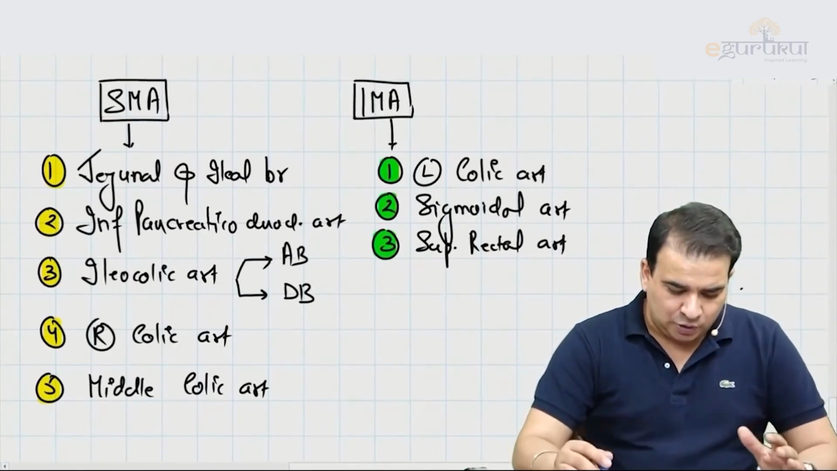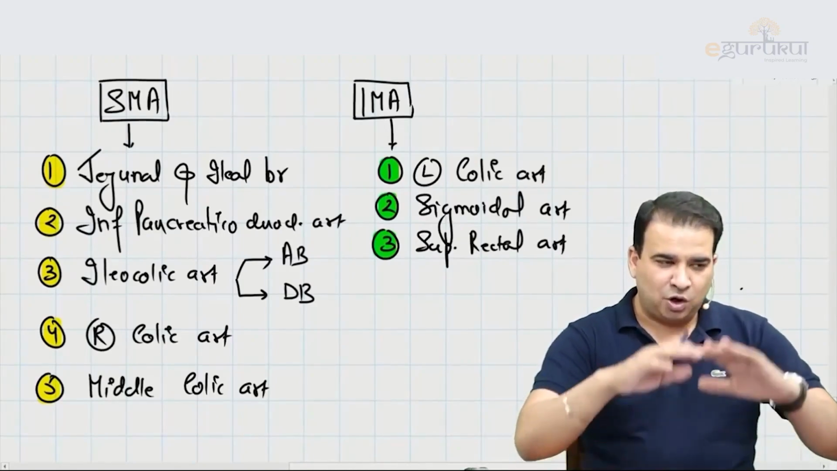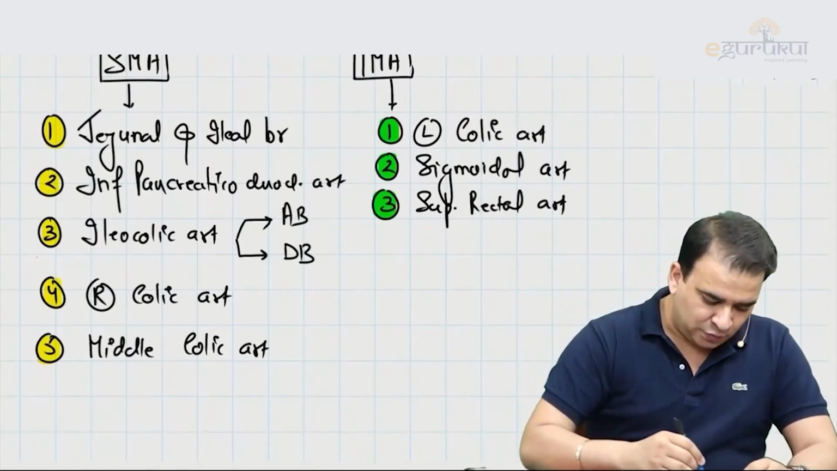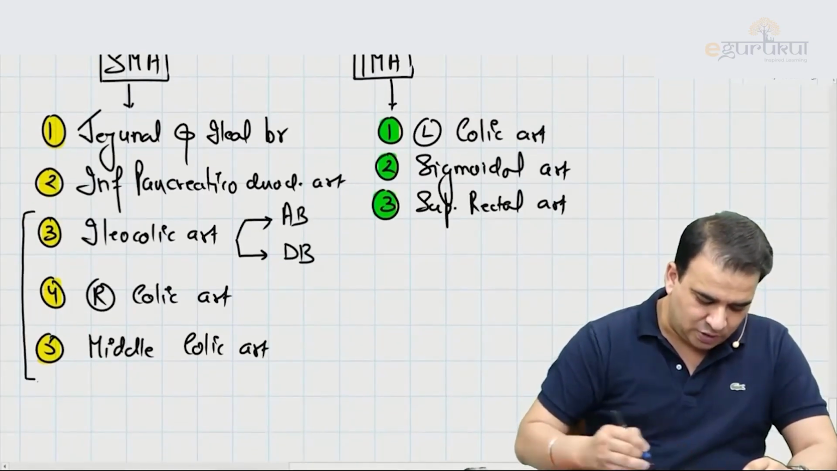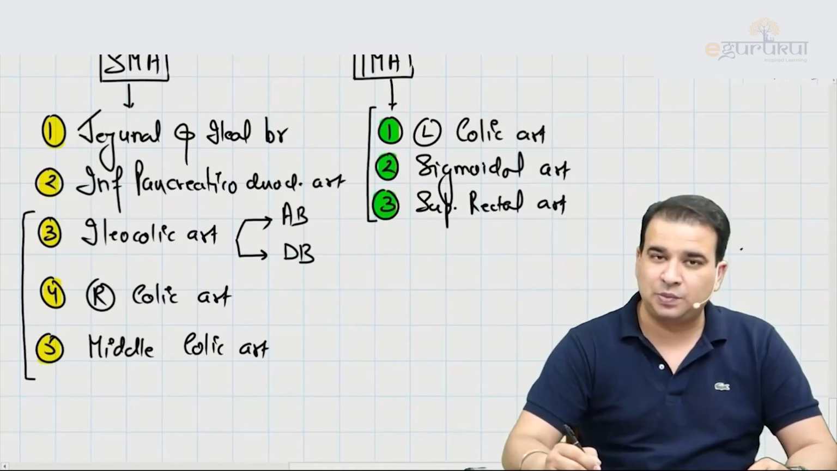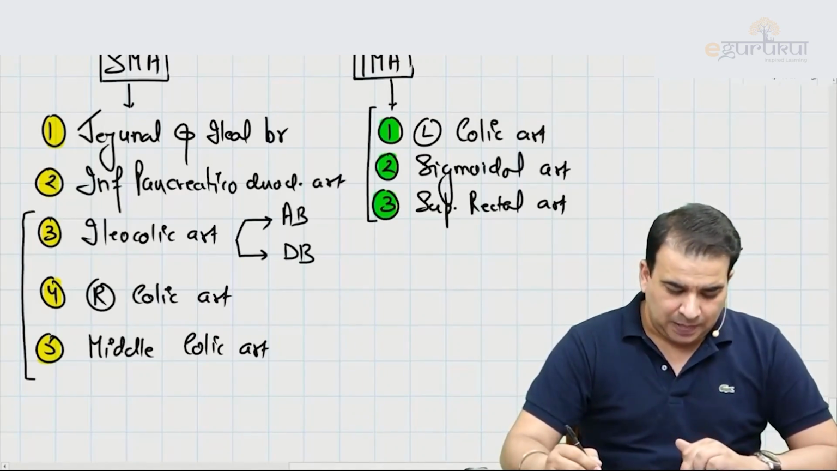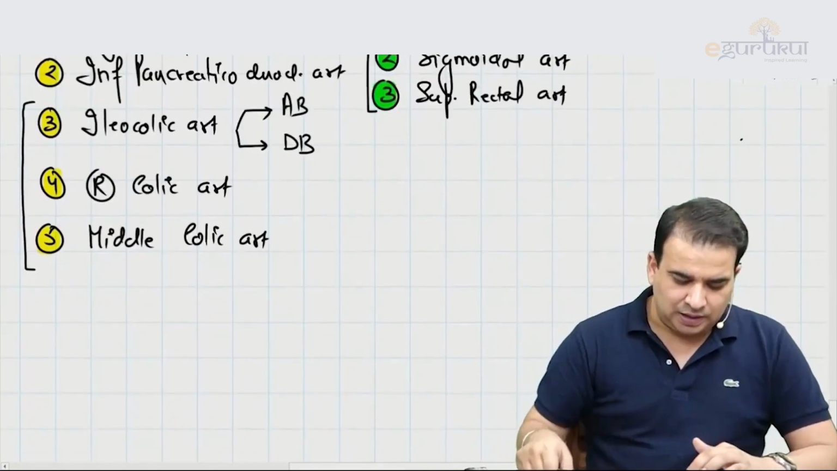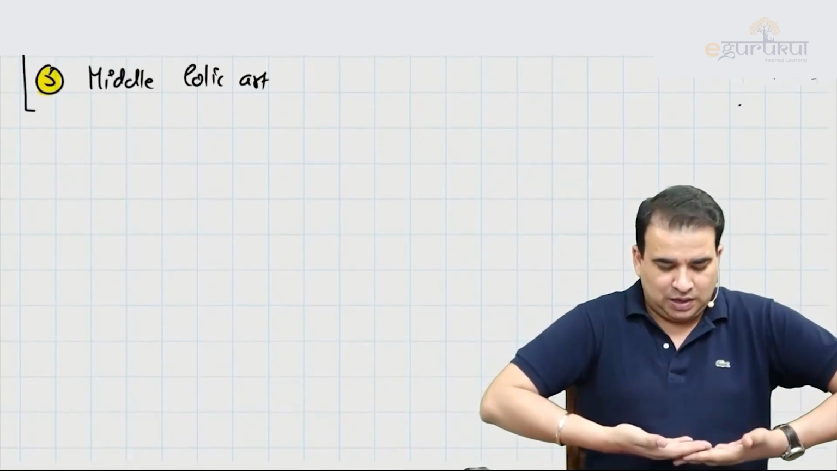Now let's try to put all the major branches in the concavity of the large intestine and see how these arteries will behave there. So we have the ileocolic, right colic, middle colic, and let's take three branches from here: the left colic, sigmoidal, and the superior rectal. And the diagram that we'll draw here, guys, is the diagram in which the transverse colon is lifted like this.